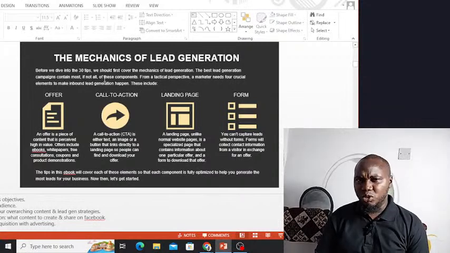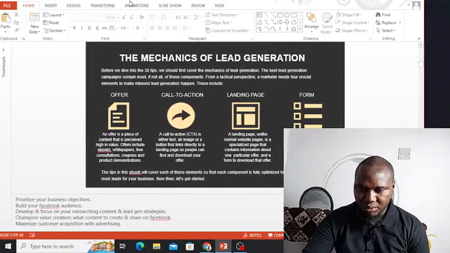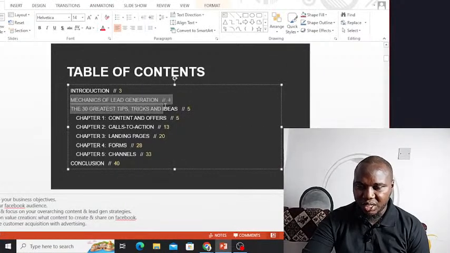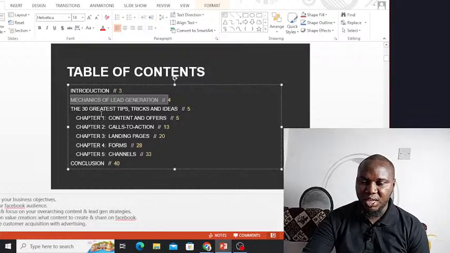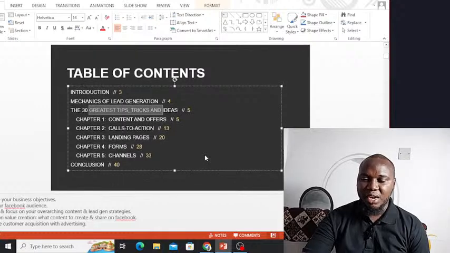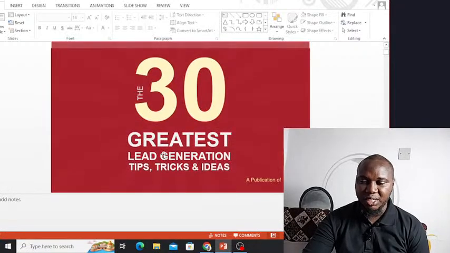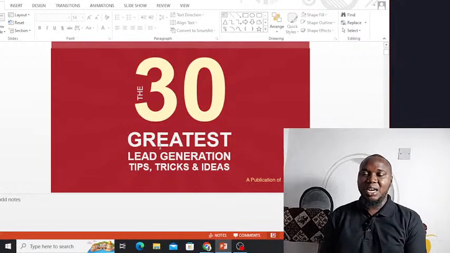So we've been able to look at the mechanics of lead generation, which is literally the second page. Yeah, second page. So we are on the mechanics of lead generation. Subsequently, we are going to be picking up from there to take the 30 greatest tips and tricks and ideas that were put together by this person, Jessica, from HubSpot. I just downloaded the material and went through it, and I'm reviewing it with you, using the material as the guide.